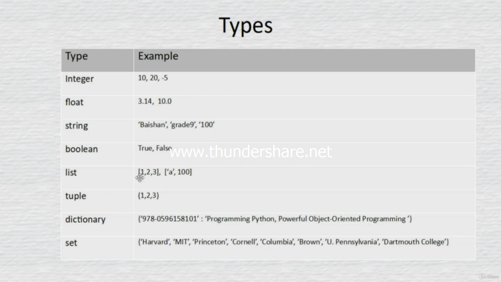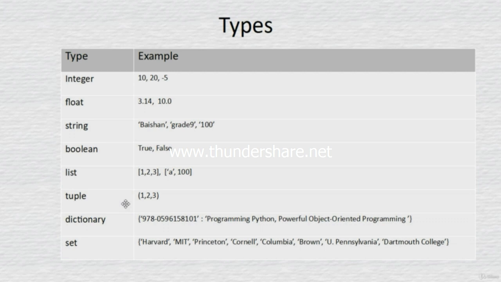A list is a collection with ordered items. A list is defined by using these square brackets. For instance, we have a list 1, 2, 3. Basically it's an integer number list. A list doesn't have to have items of the same type. For example, the second list has 2 items. The first item is a character. However, the second item is a number, 100.